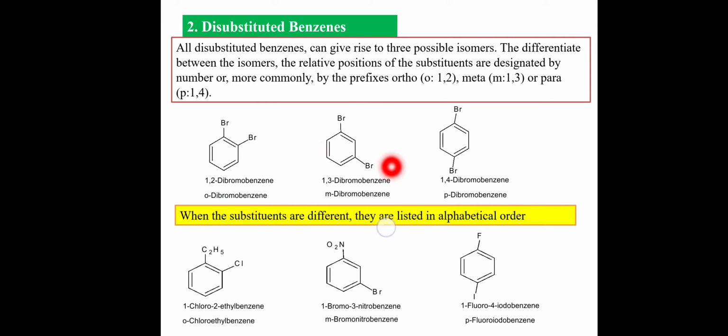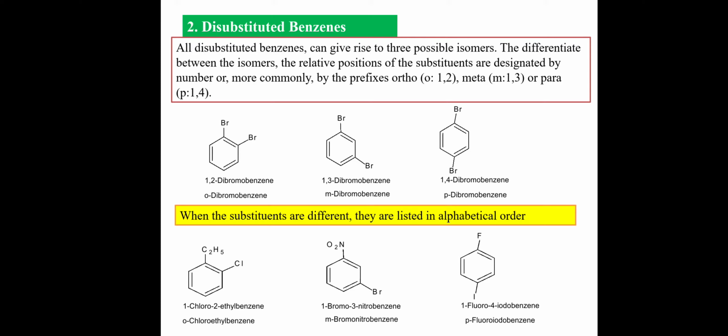In the next example, these two bromines are at the 1 3 position. This is 1 2 3. This is the 1 3 position. Hence the name of the compound is 1 3 dibromobenzene, and this 1 3 position is nothing but the meta position. That means meta dibromobenzene. In the next example, these two bromines are at the 1 4 position, and if you give numbering here, 1 2 3 4, the 1 4 position, that means 1 4 dibromobenzene, and this 1 4 position is nothing but para, that means para dibromobenzene.